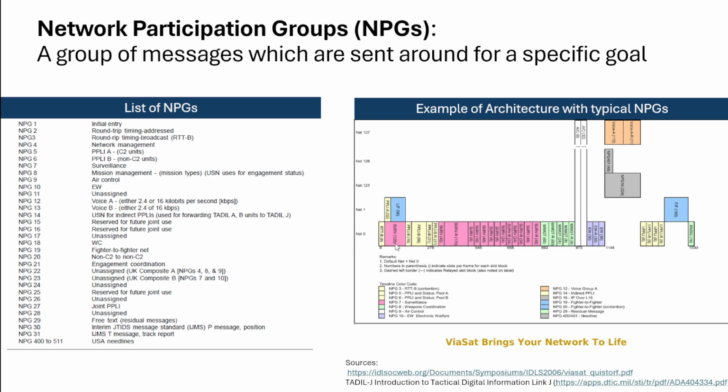There is surveillance, with 128 time slots for surveillance, NPG7, PPLI-B broadcast, and so on. Surveillance, management, electronic warfare, indirect PPLI, and so on. For net 1, there is PPLI-A and fighter, with 160 time slots for fighter. So when you get into your F-16 or F-15, the network definition file, which is prepared on the ground by a large group of officers, is loaded into your MIDS or your JTIDS with this information.